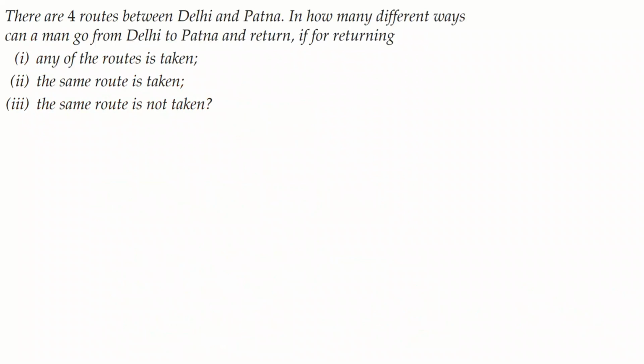Okay, now some numerical questions. There are 4 routes between Delhi and Patna. In how many different ways can a man go from Delhi to Patna and return if, for returning, any of the routes is taken? Okay, let's take up the first question first. So there are 4 routes between Delhi and Patna. Assume that this is Delhi and this is Patna. So there are 4 routes: 1, 2, 3 and 4.